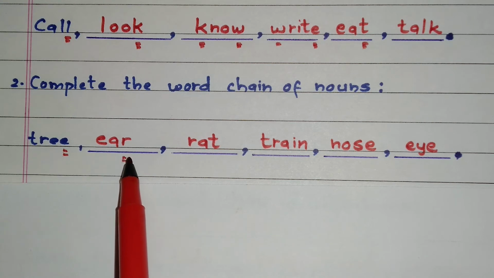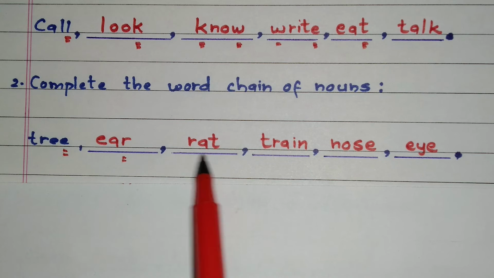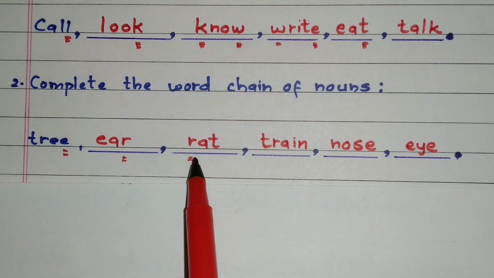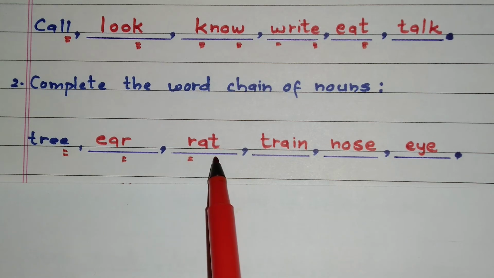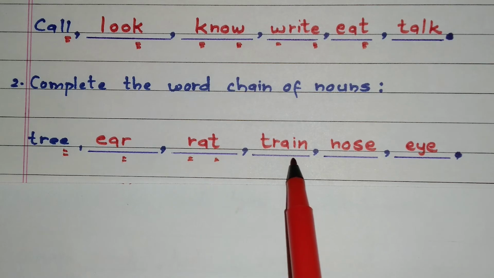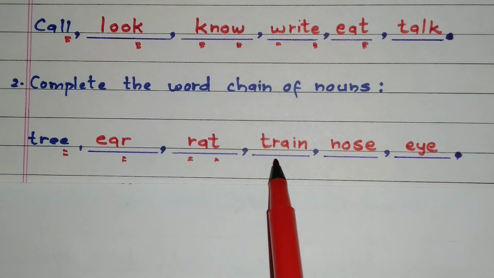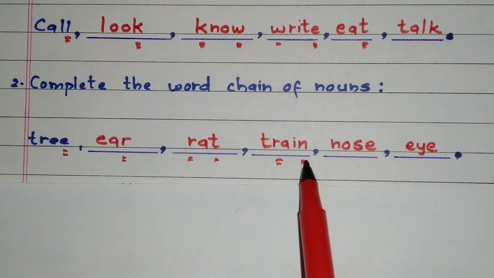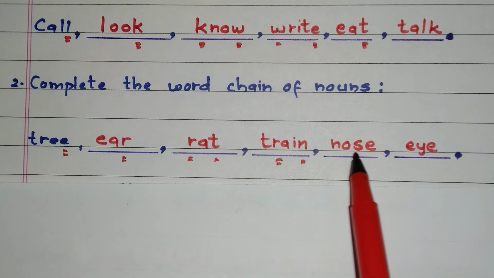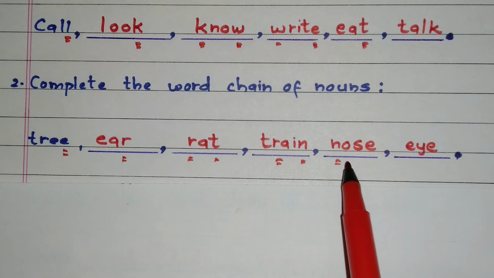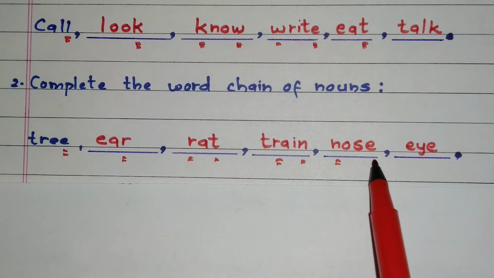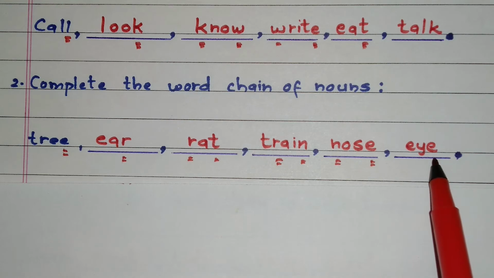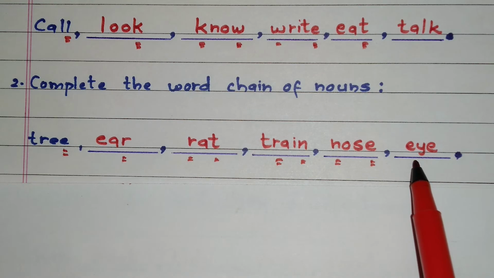My last letter of year is R. So the next noun should start with R. So here I have written rat. The last letter is T. So the next noun should start with T. So I have written train. The last letter is N. So my next noun should start with N. So I have written nose. The last letter of my noun nose is E. So my next noun is I.